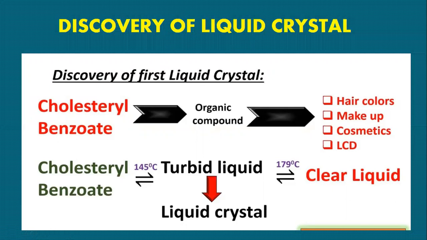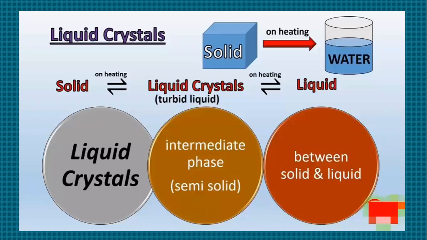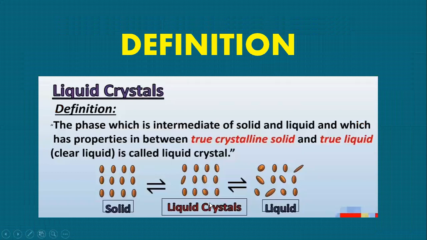It means liquid crystals exist between two temperatures, the melting temperature and the clearing temperature. Liquid crystals are an intermediate phase, that is, they are semi-solids and exist between the solid and liquid phase. We can define liquid crystal as an intermediate phase between solid and liquid that has properties of both crystalline solid and true liquid. These are known as liquid crystals.